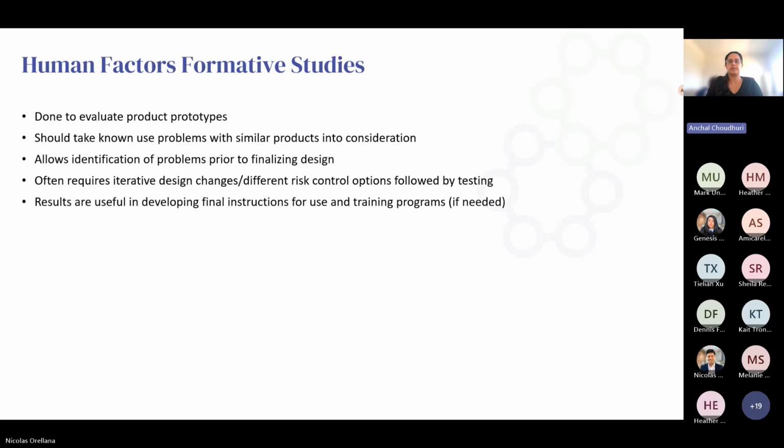Formative studies also allow for identification of problems prior to finalizing a product design. And it's often an iterative process where you identify problems, make design changes to solve those problems, and then retest to see if issues have been resolved and no new use-related issues have come up. Formative study results are also often useful in developing final instructions for use and training programs, if a training program is determined to be needed.